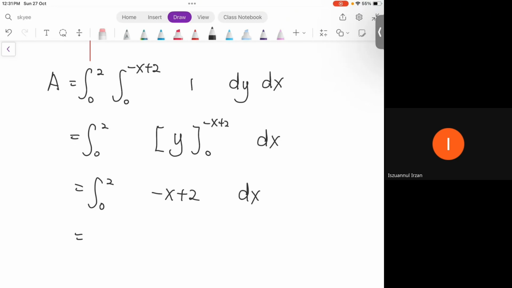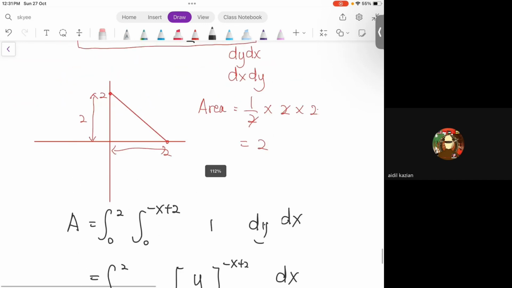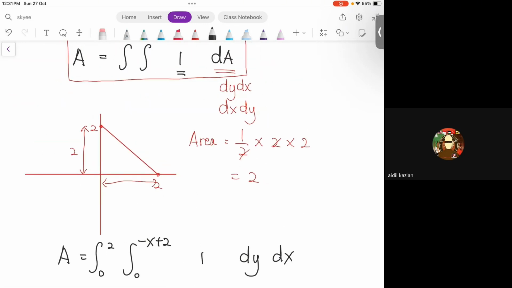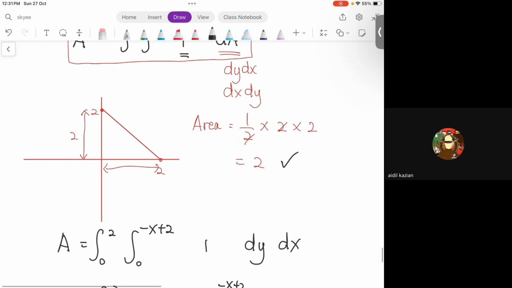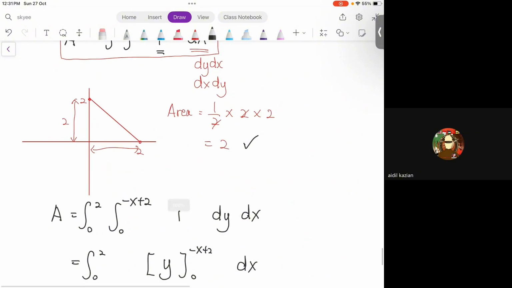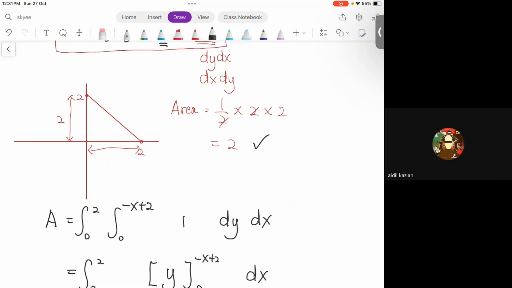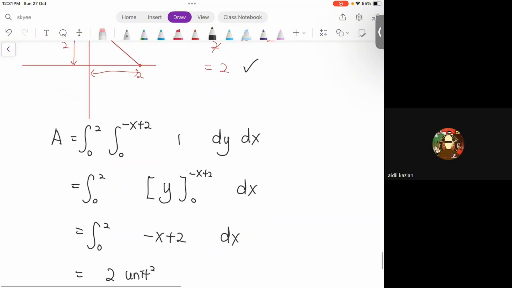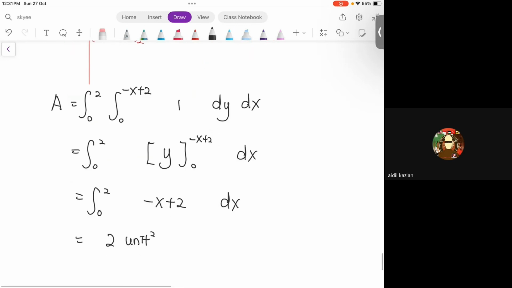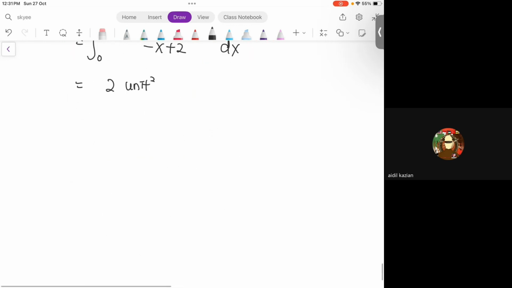Can you get 2? Yes, so this is how you find the area of a region. Of course, this triangle shape is easy, so we can simply use the formula. But imagine if the triangle is much more complex, or it is not a triangle but another shape, we can use these double integrals to find the area. We try one more and prove it is right.